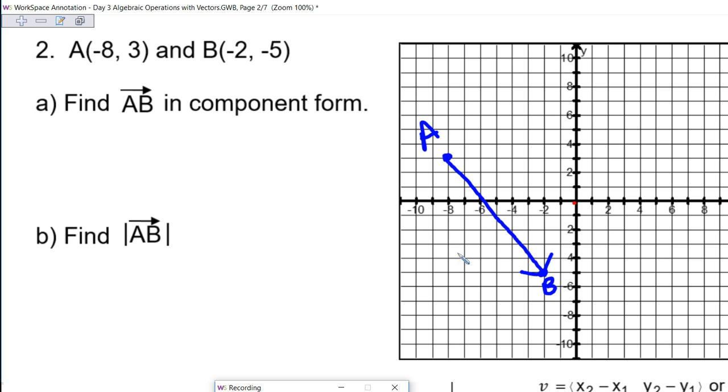To keep the vectors going the same direction, I need to figure out how many units do I go down, how many units do I go to the right. So how many units do we go down? 8. How many do we go to the right? 6. So from the origin, I need to go down 8, right 6, and there's my component form.